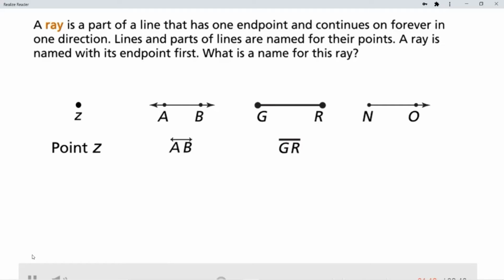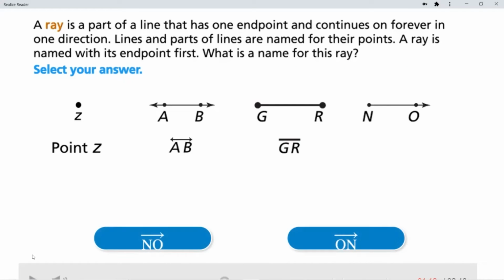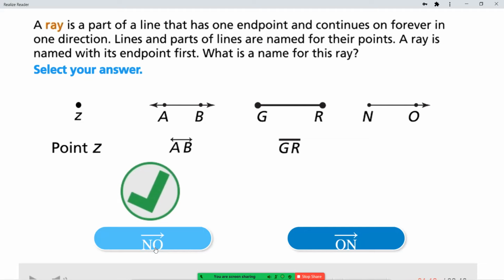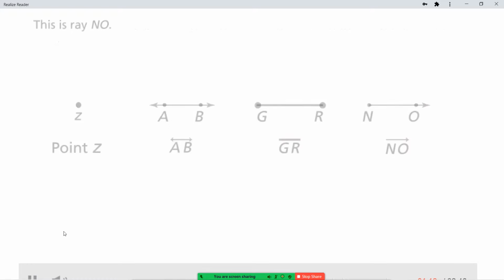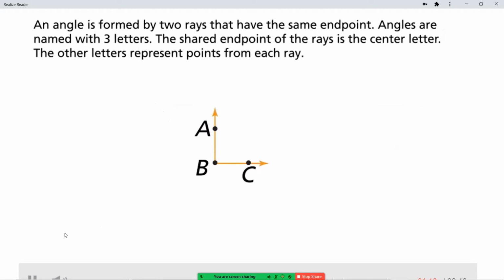What is a name for this ray? Select your answer. This is ray NO. An angle is formed by two rays that have the same endpoint. Angles are named with 3 letters. The shared endpoint of the rays is the center letter. The other letters represent points from each ray.